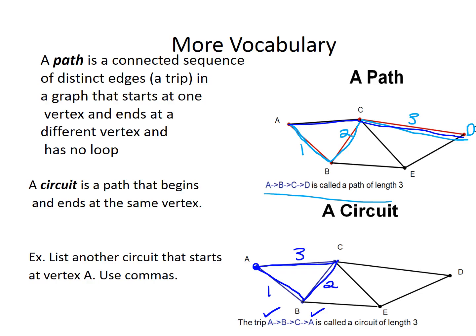Example, list another circuit that starts at vertex A to B to E. There's many possible answers here. A, B, E, C, A. Right, that's a circuit. Right, circuits start and end at the same vertex. A path starts and ends at different vertices.